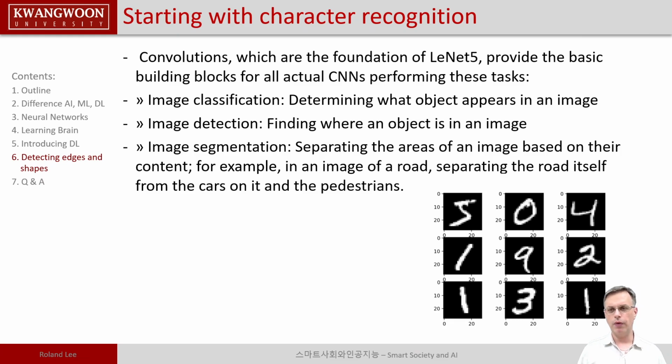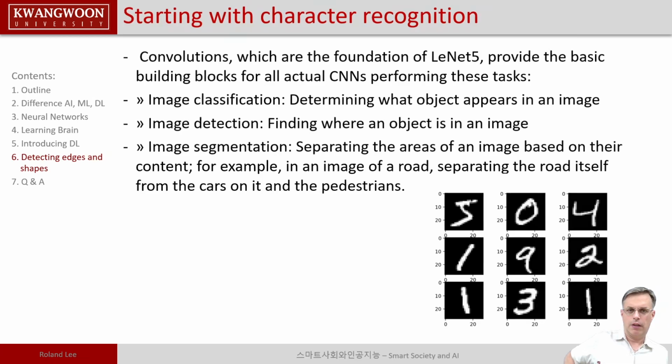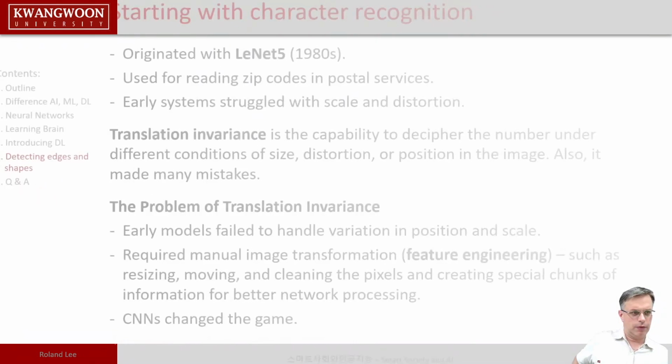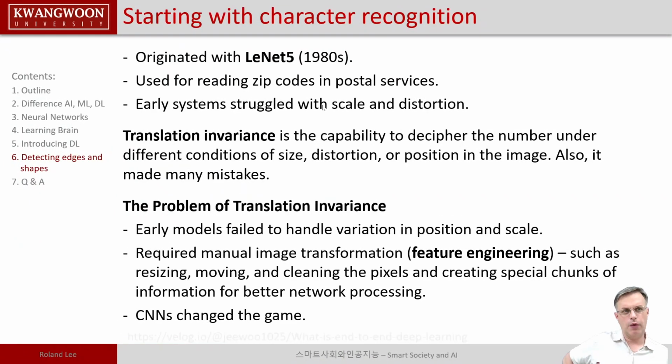Now, convolution. Wait, where are we now? Okay, here we go. So, it originated with LeNet-5, right? Used for reading zip codes, as mentioned before, and translation invariance is the following: the capability to decipher the number under different conditions of size, distortion, and/or position in the image.